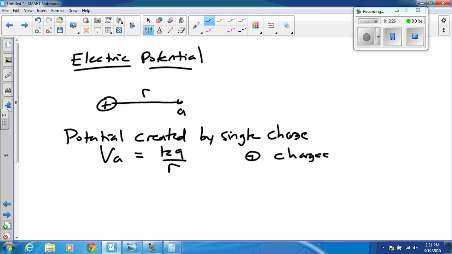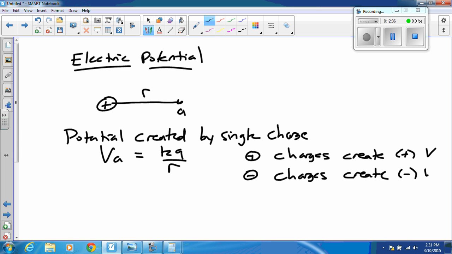Positive charges create positive potential. Negative charges create negative potential. What's negative potential? Negative potential simply means below our arbitrarily chosen 0 point. So if I have an empty space that is clear of all charges, that's 0 volts.